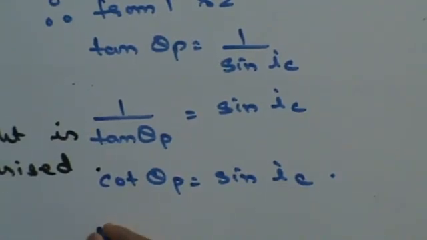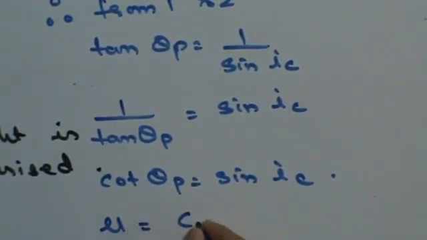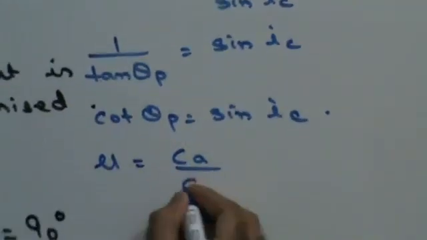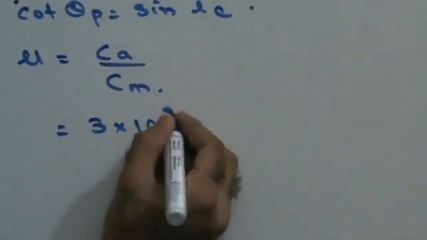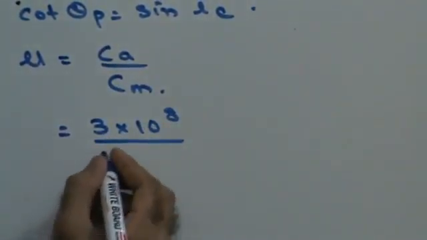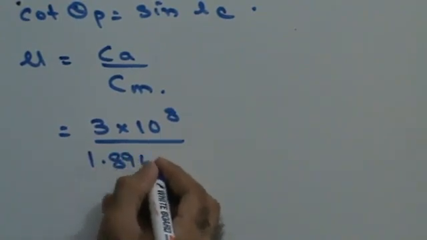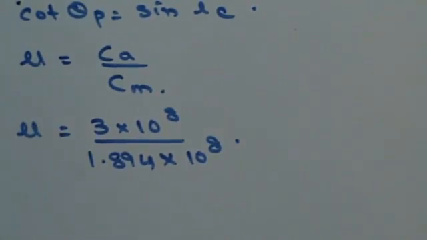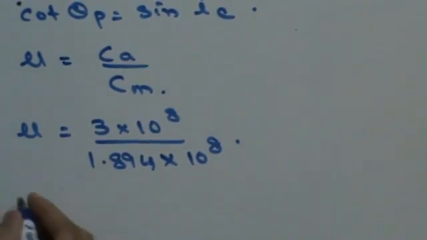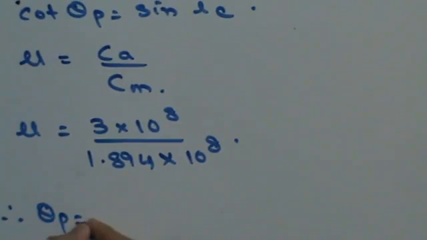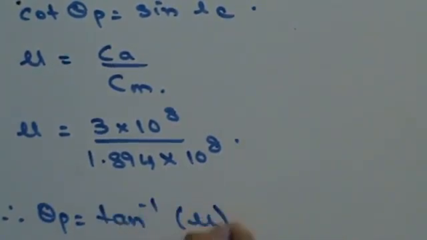Now, we can say that refractive index is nothing but velocity in air upon velocity in medium. Velocity in air is given to you. Velocity in medium is also given to you, 10 raised to 8. So I'll be able to get the refractive index. What have they asked me to find out? They've asked me to find out the values of polarizing angle and critical angle. So I can therefore say that polarizing angle is tan inverse of refractive index. I would have already found the refractive index here.